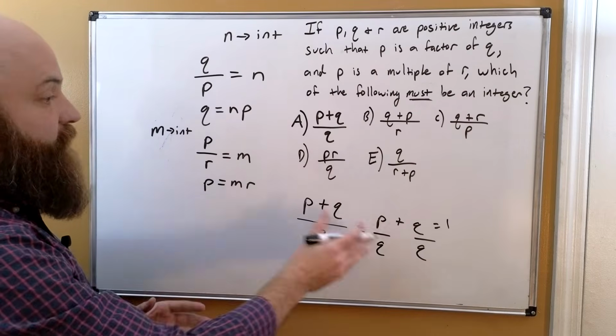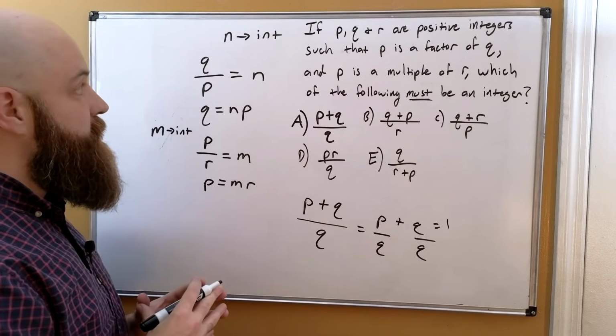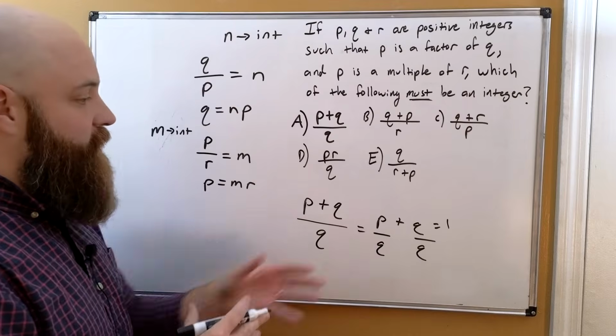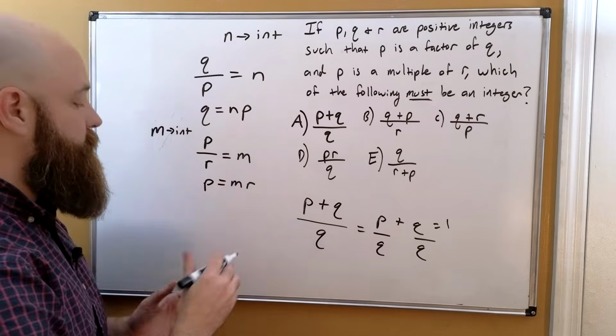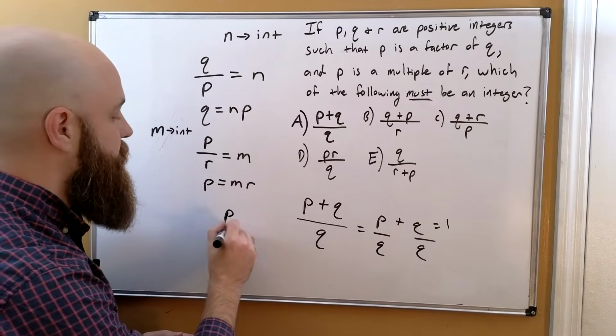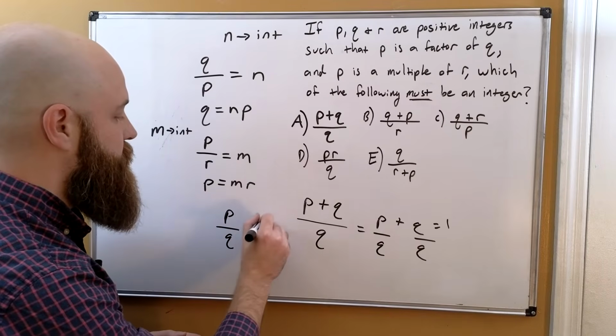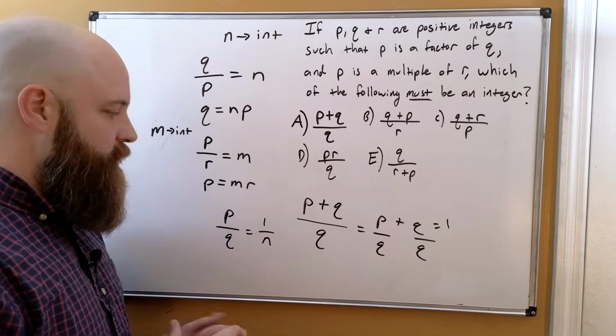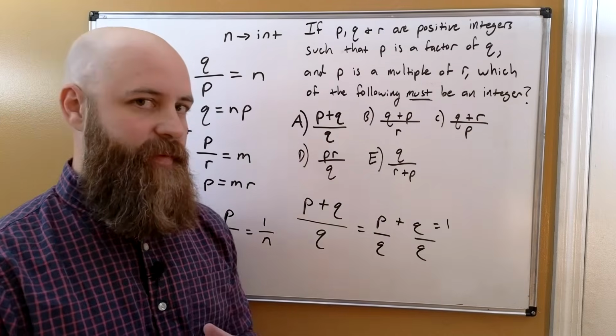So, well, I have something really similar to that, right? Q over p is equal to some integer n. So what would p over q be equal to? Well, I guess I'll just flip that. Q over p is equal to n, so p over q would be 1 over n. So what do I know about 1 over n? Does it have to be an integer?